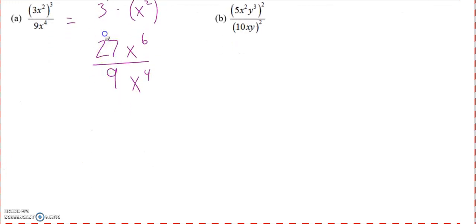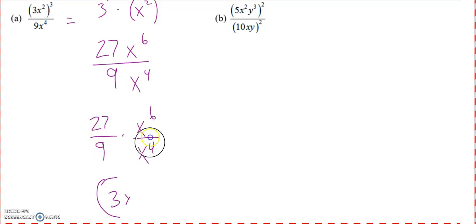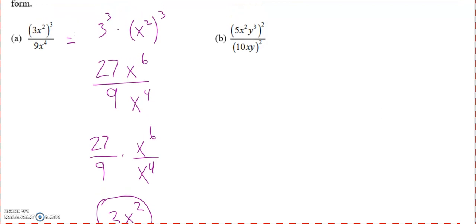Now what I like to do is just break these into 2 separate fractions. So I just separate them like that. Now easily do this. 27 divided by 9, which is 3. We know to subtract these exponents here. And there we go. Okay, let's look at part B.